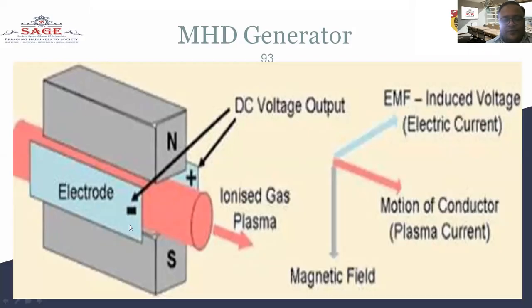Ionized gas plasma is produced from the sides. The magnetic field is produced, the direction is given, and the motion of the conductor is represented by the orange color. This is the plasma current passing through the sides, and the EMF will be generated and a voltage and electric current is produced on these sides.